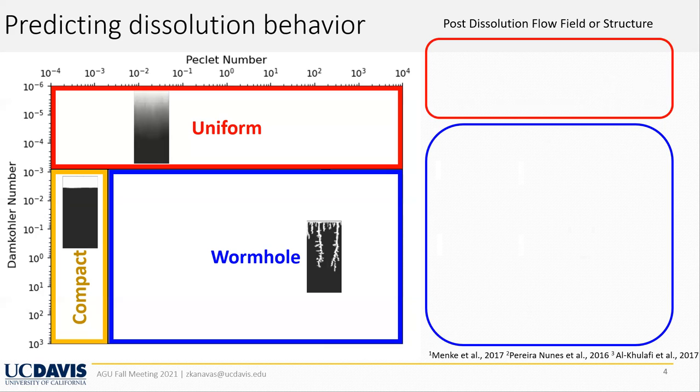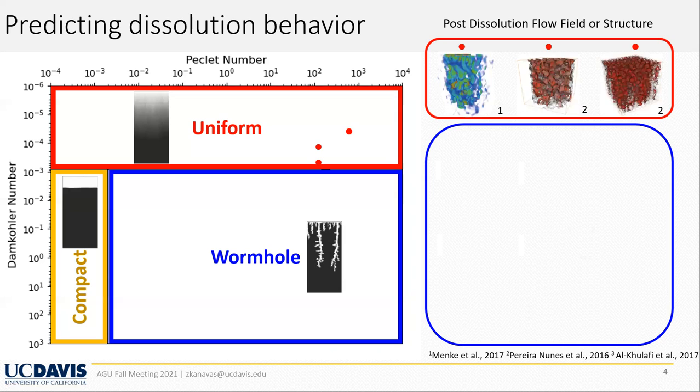I use color to show the observed dissolution behavior from the post-dissolution flow fields and structures, and plot samples according to their known Peclet and Damköhler number. First, we plot the samples where we observe uniform dissolution. All of these samples correctly fall into the uniform regime defined by Golfier's diagram.